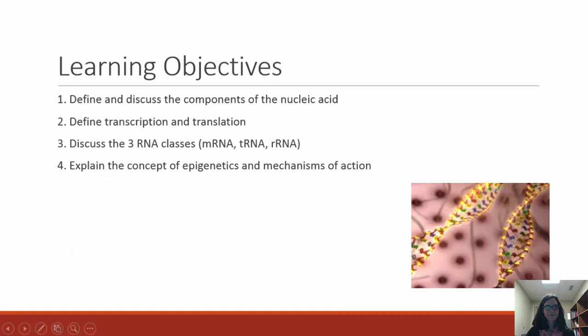So our learning objectives for this section are to define and discuss the components of nucleic acids, define transcription and translation, discuss the 3 RNA classes, and explain the concept of epigenetics and mechanisms of action.